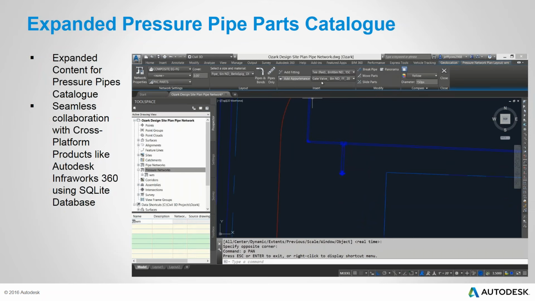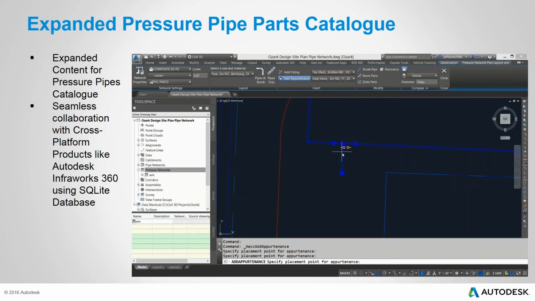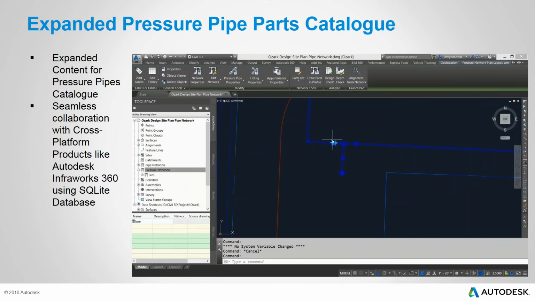So next we're just going to add some gate valves to the network. As you can see, they cut the pipe dynamically and set themselves at the correct elevation. And as before, grip editing is available to change the details that you might need to move those components around. And the cuts move with them, and everything's changed dynamically.